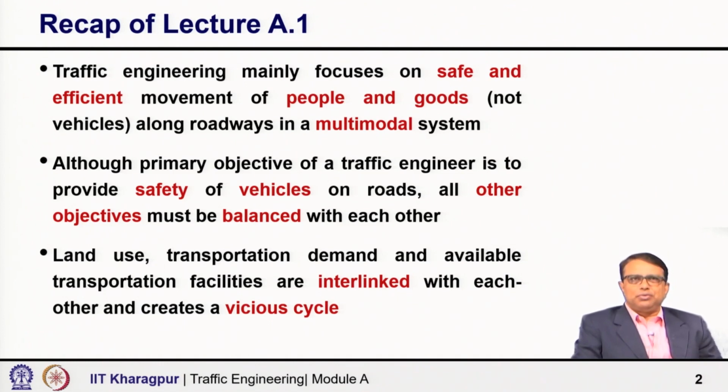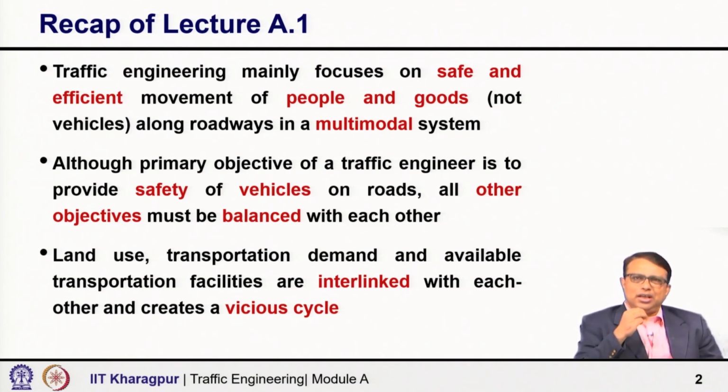We said that traffic engineering mainly focuses on safety and efficiency of movement. So, that is number 1, safety and efficiency. Second, we said movement of people and goods, both are important. Third, along roadways, so we are talking about road transportation systems. And fourth, we said that it is a multimodal system. That means not one mode of transport within the road transport, but maybe car, bus, intermediate public transport, two-wheeler, even non-motorized modes like bicycles. So, multiple modes we are considering.